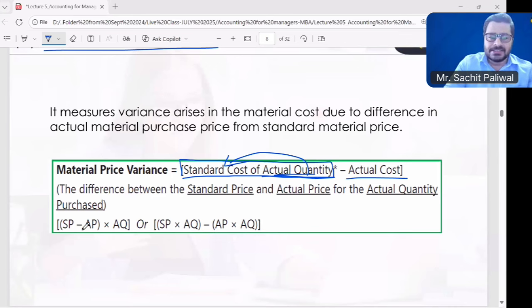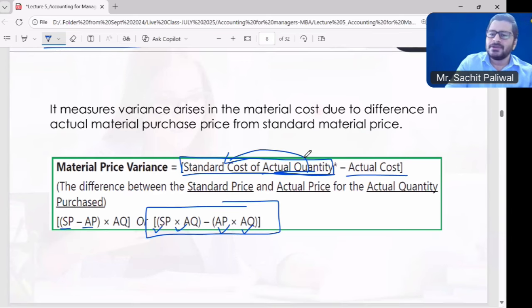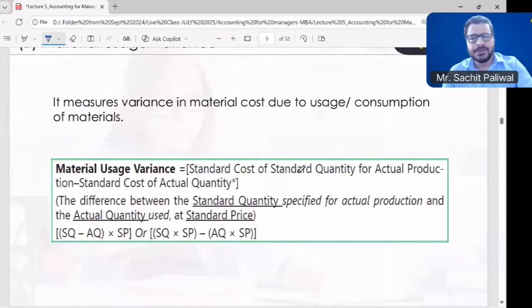So the formula is standard price minus actual price, multiplied by actual quantity. Or you have an alternative, extended version of the formula: standard price times actual quantity minus actual price times actual quantity, that we have seen in the previous slide, where SP is the standard price and AQ is the actual quantity. So this is the formula-based calculation. If you memorize or understand the formula, it will be easy for you to calculate. Okay.